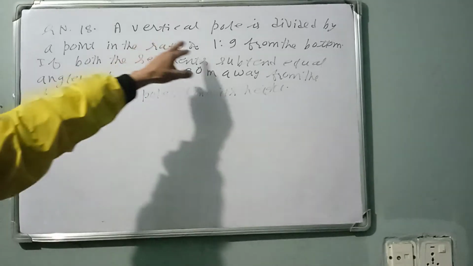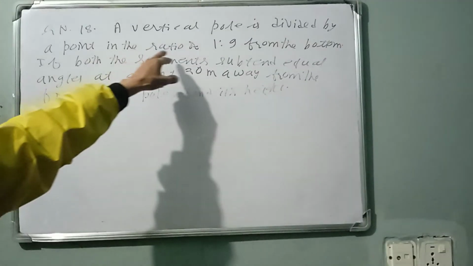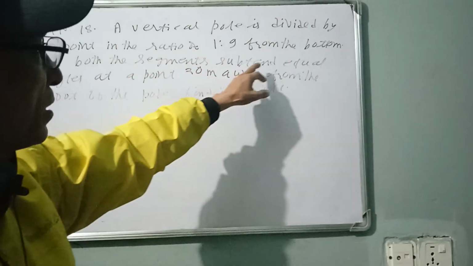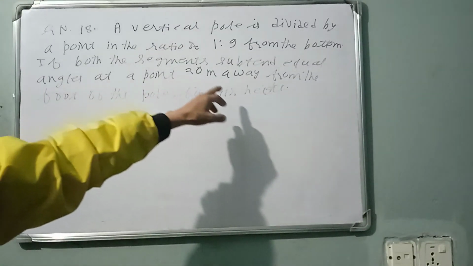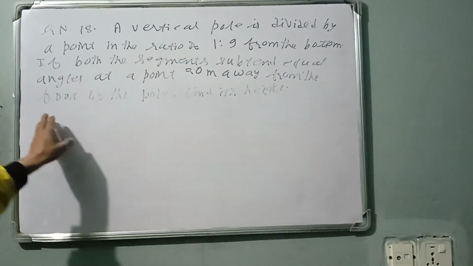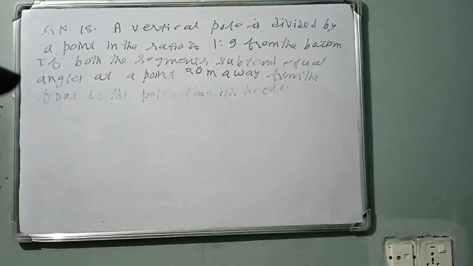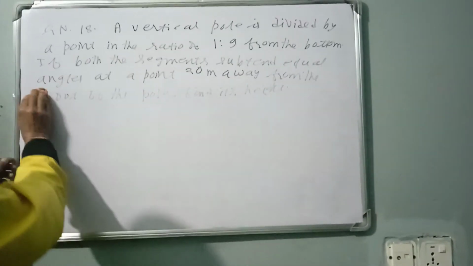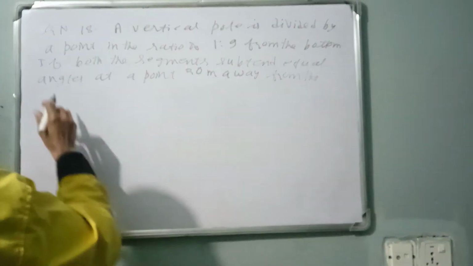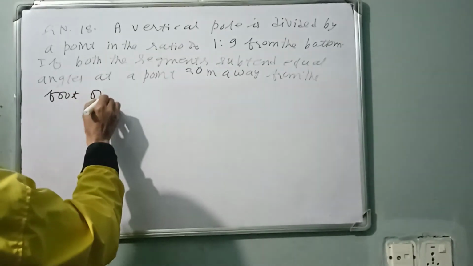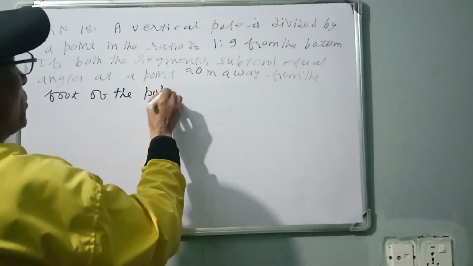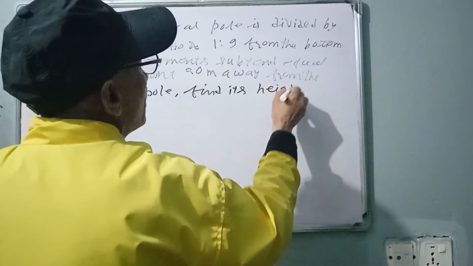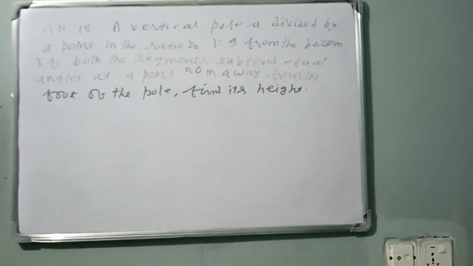So the question is, a vertical pole is divided by a point in the ratio of 1:9 from the bottom. If both the segments subtend equal angles at a point 20 meter away from the foot of the pole. Find its height. Whose height? Now, how to draw the rough figure?